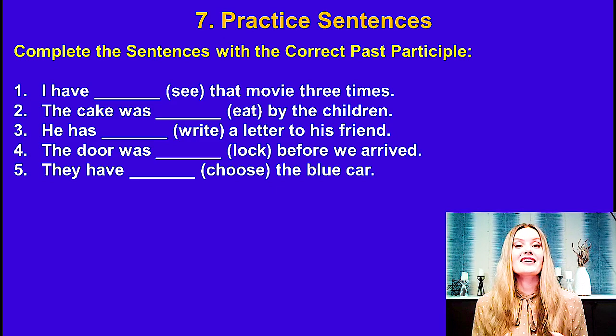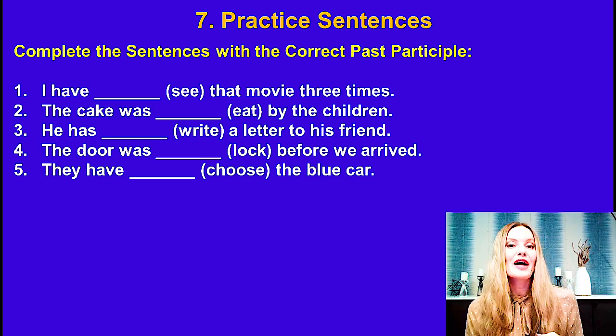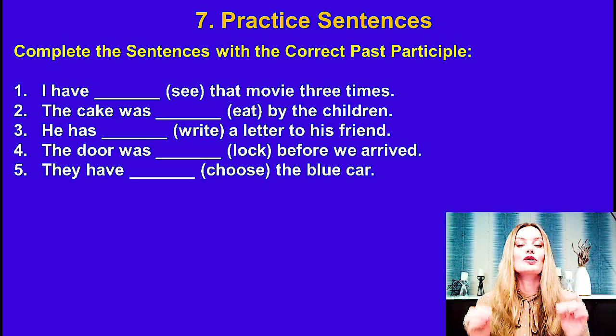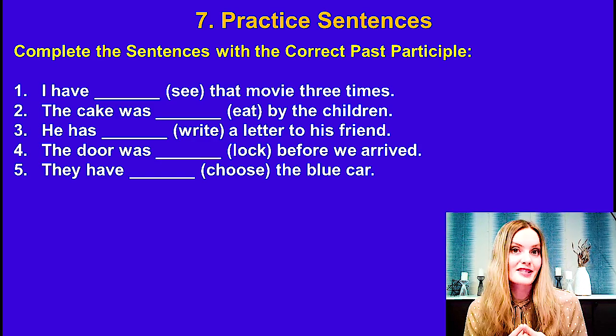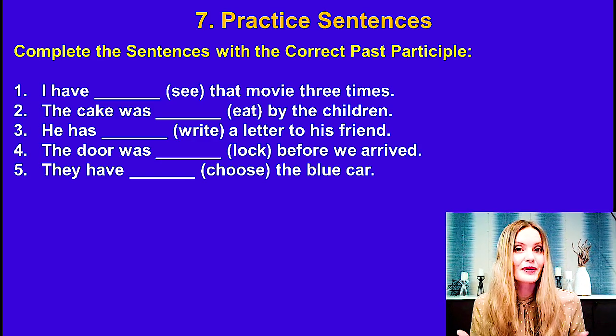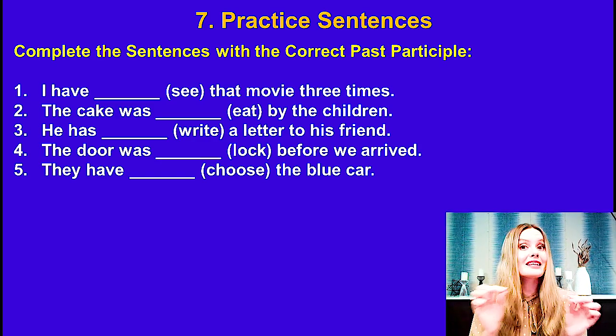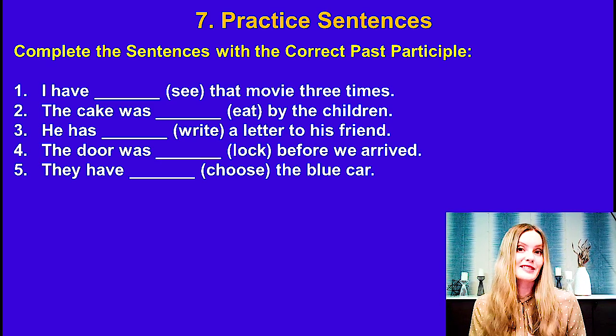And now it's time for you to practice. Please complete the sentences with the correct past participle. So please pause the video, take your time, and complete the sentences using the past participle.